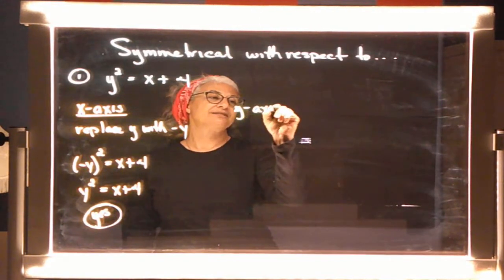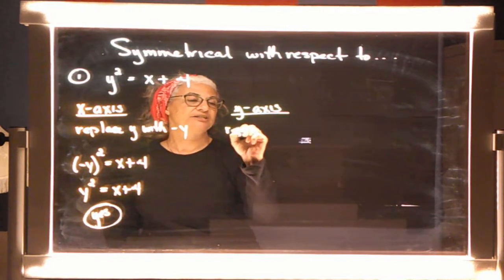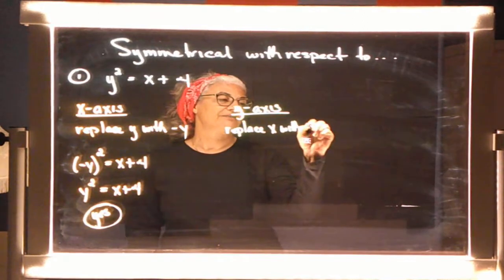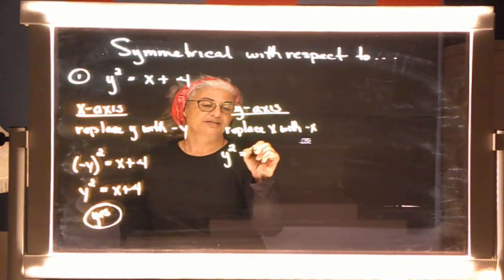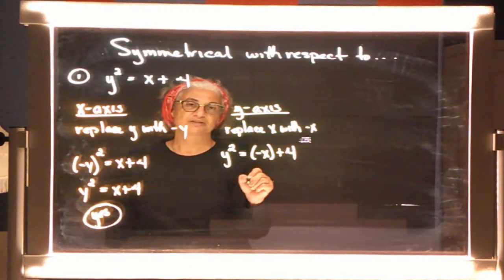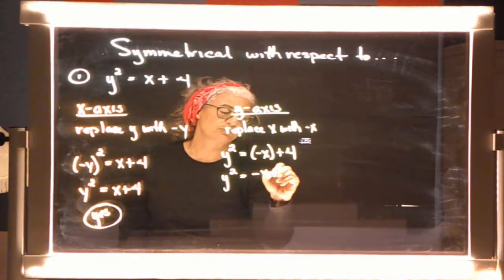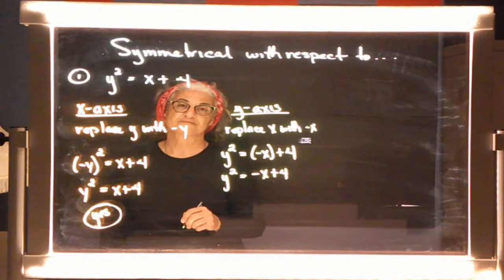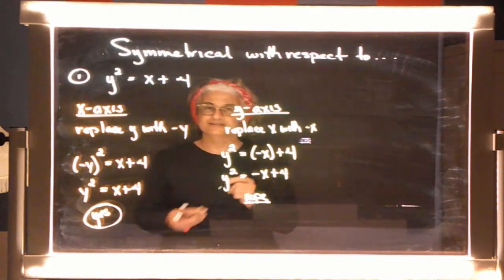Okay, let's look at y-axis symmetry now. Remember, for y-axis symmetry, the y's stayed the same. It was the x's that were changing. So we're replacing x with negative x. So let's look. Instead of it being x plus 4, it's going to be negative x plus 4. When I simplify, there's not really a whole lot I can do other than remove the parentheses. And is this equation equivalent to the original? No, it's not. So it does not have y-axis symmetry.